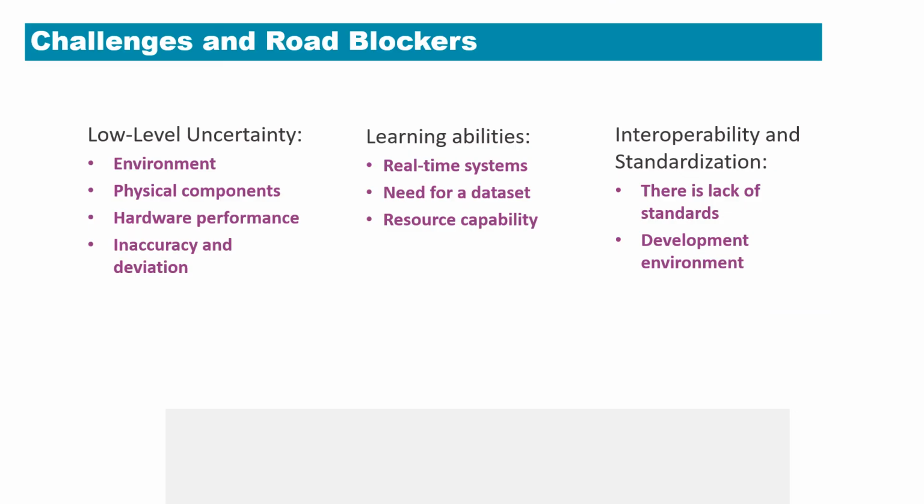So after showing the demonstration videos, in this slide I would like to discuss some challenges and roadblockers that may face digital twin realization and deployment. The first, from what we experienced, is the low level uncertainty in, for example, the environment and maybe unreliable physical component and hardware performance. This may also cause inaccuracy and deviation in those physical components.